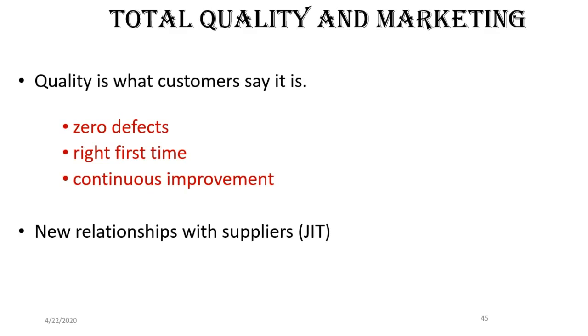And again, we just look briefly at total quality marketing. Quality is what customers say it is. How do you look at the quality of a product? The quality of a product must have 0 defects. Right first time. And continuous improvement is very important. 0 defects. And the very first time it must be right. Focus on that, it must be produced right first time, so that the cost of reworking will be eliminated, which could be very, very disastrous for a new business. And continue to put in place processes that will improve your business every day.